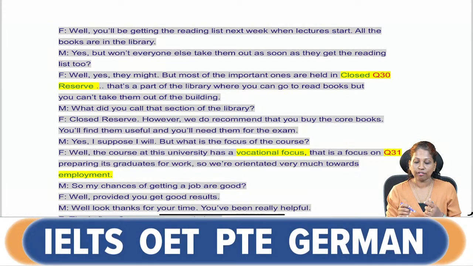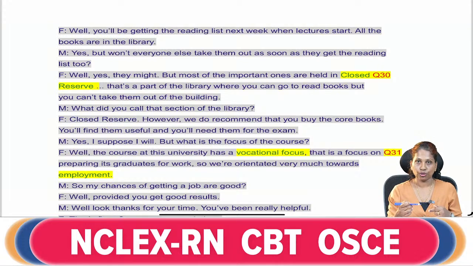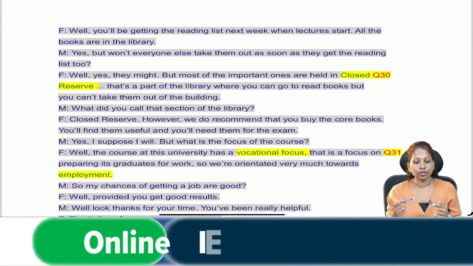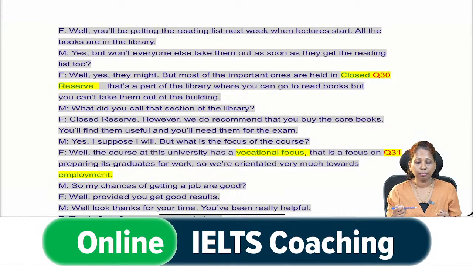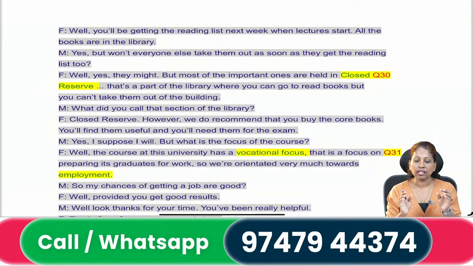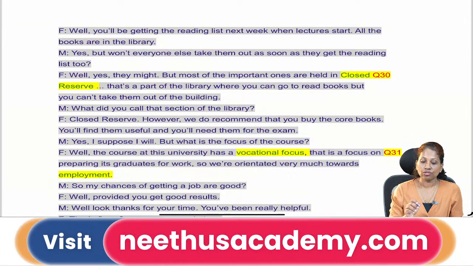So if you have missed that part, this is where you will get a helping hand in the audio, because the information is going to be repeated. The question is, what did you call that section of the library? And then she repeats, closed reserve. If you missed that in the audio clip, this is the second chance where you will get the answer again. She says closed reserve.